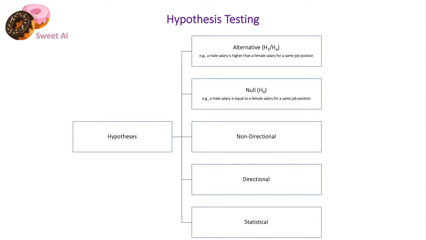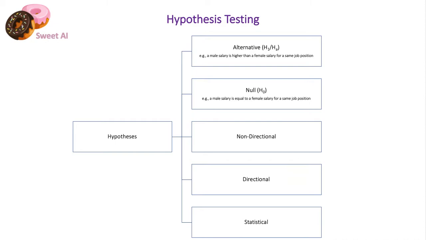An example of an alternative hypothesis is that a male salary is higher than a female salary for the same job position. For the alternative hypothesis, we have two variables and they are related to each other, and it's not by chance. And this is the alternative hypothesis, and the null hypothesis is something that is trying to nullify the alternative hypothesis.